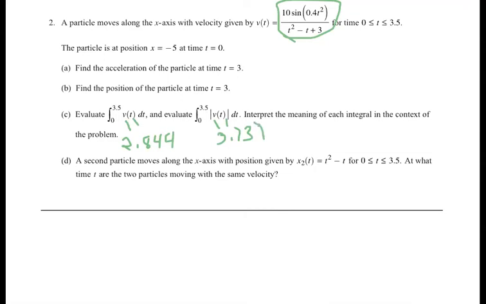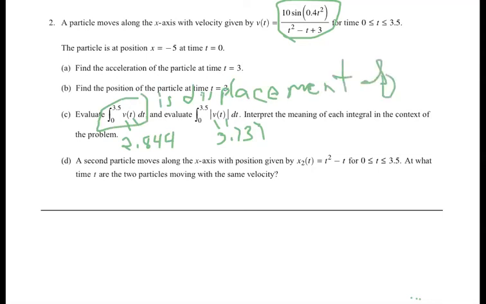Now you are supposed to tell what these things mean in the problem. So you should say that this thing right here, the integral of v of t dt, is the displacement of the particle from t equals 0 to t equals 3.5.